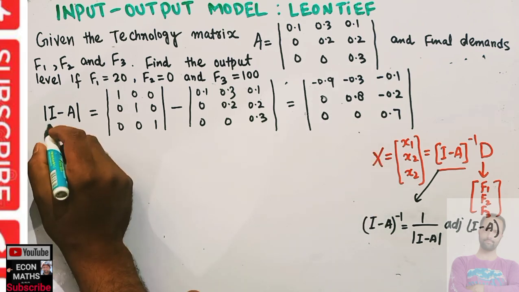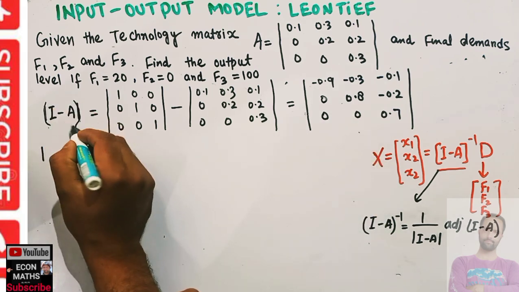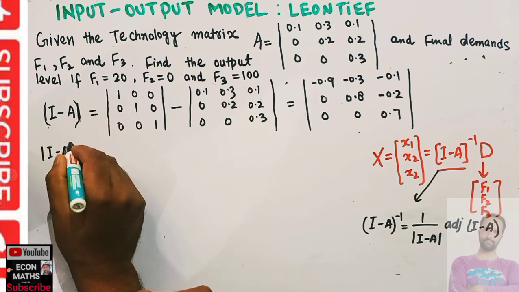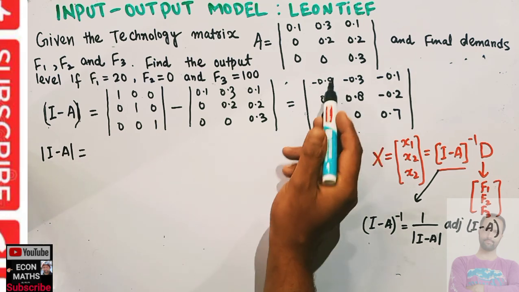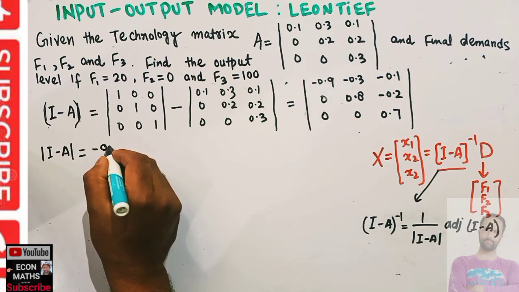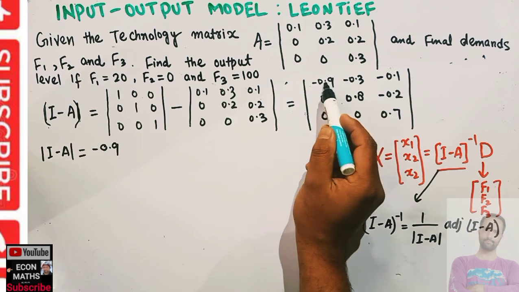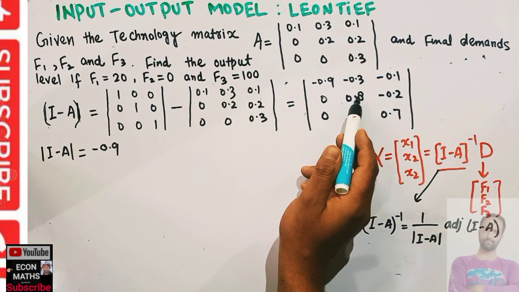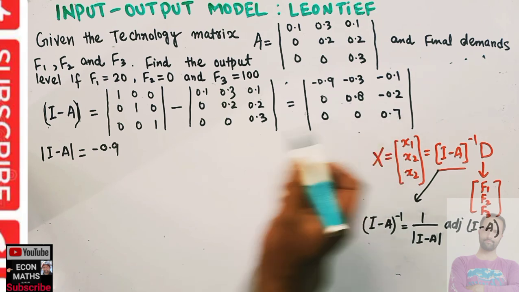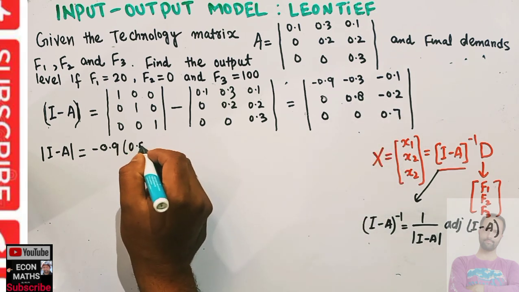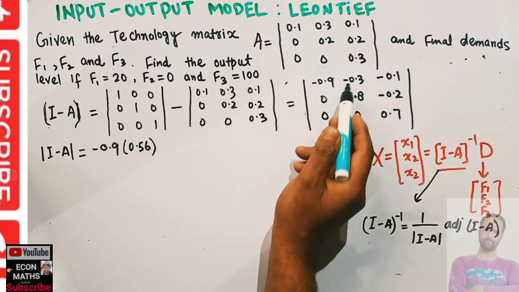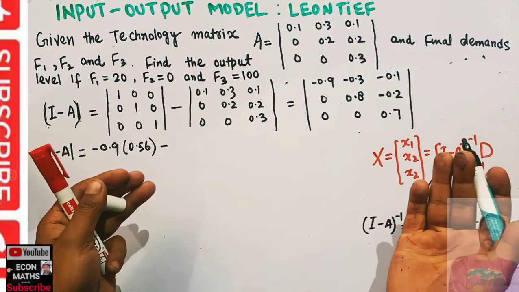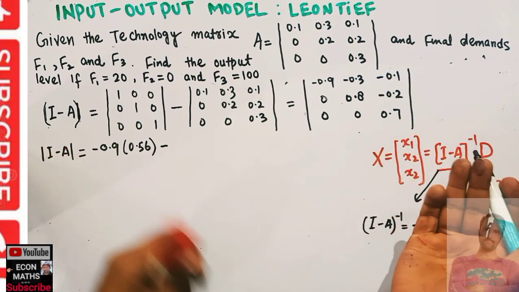Now the determinant of, let me write it like this to differentiate it from the determinant symbol, I minus A. Taking the determinant, we write 0.9 and delete mentally this row and this column and take the determinant of the remaining elements. So 8 sevens are 56, so we get 0.56. Then we have minus from the formula. I have explained this input-output analysis in detail in an earlier video. You can check that video also.